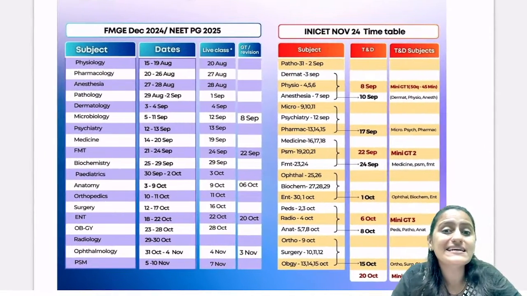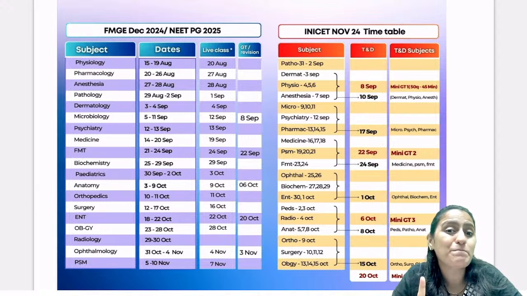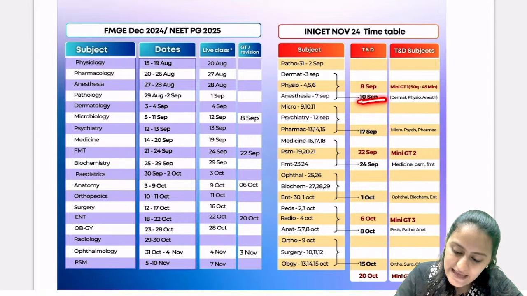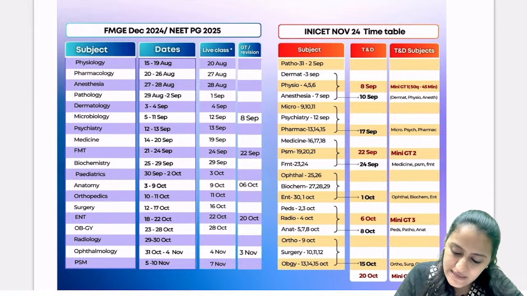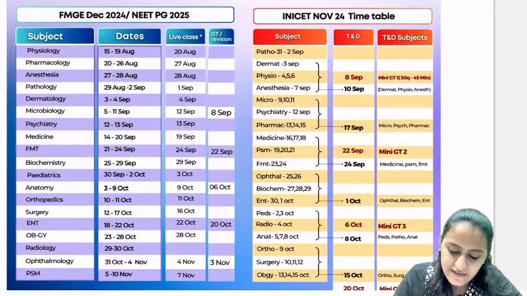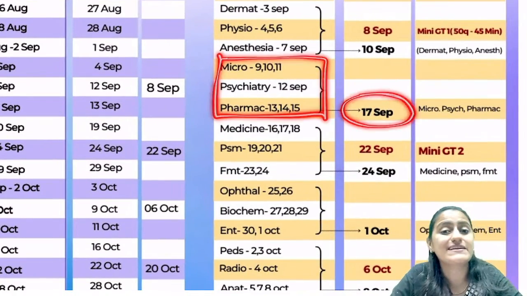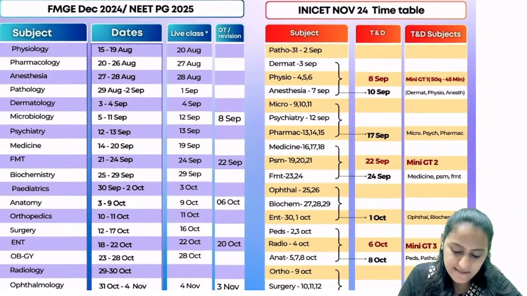In the INICET TND, we have a total of 10 tests, with 4 mini GTs of 50 questions each on alternate Sundays, and every Tuesday we have a test. There are 6 tests every Tuesday of 3 subjects each. We are done with one test, that is derma, physio and anesthesia. The next test is upcoming with the next 3 subjects, micro, psychiatry, pharmac on 17 September, and each test is discussed via the live class.